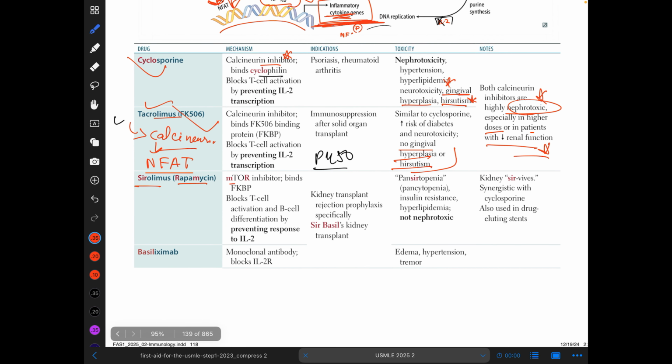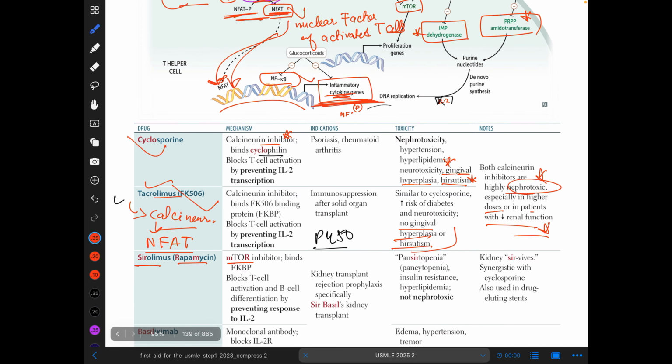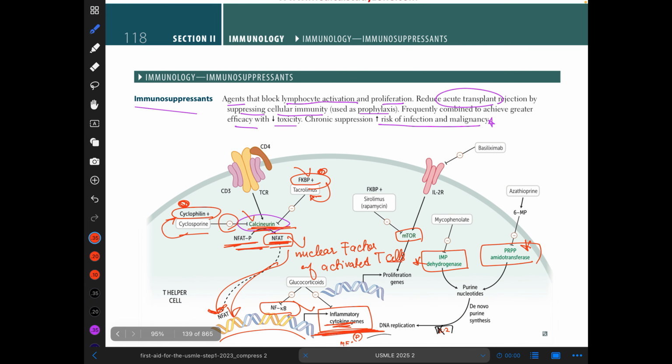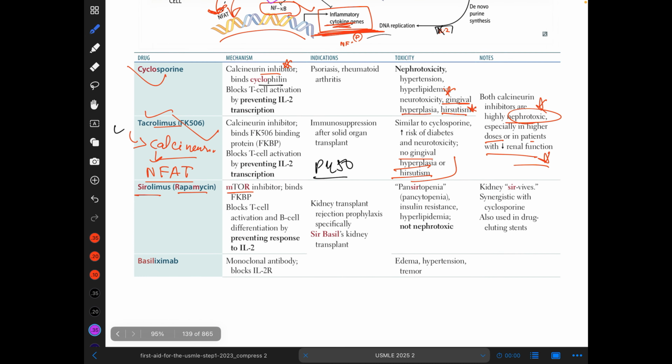It is going to inhibit mTOR. mTOR is the mechanistic target of rapamycin, and we can use it for kidney transplant and drug-eluting stents. Like I already told you, we are going to block calcineurin, NF-kB, mTOR, IMP dehydrogenase, and PRPP amidotransferase. mTOR is going to be inhibited by sirolimus, also called rapamycin.